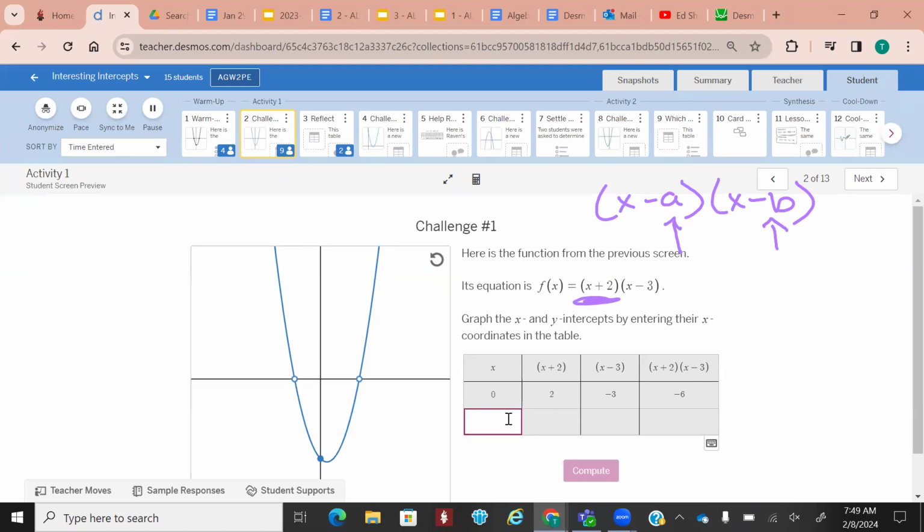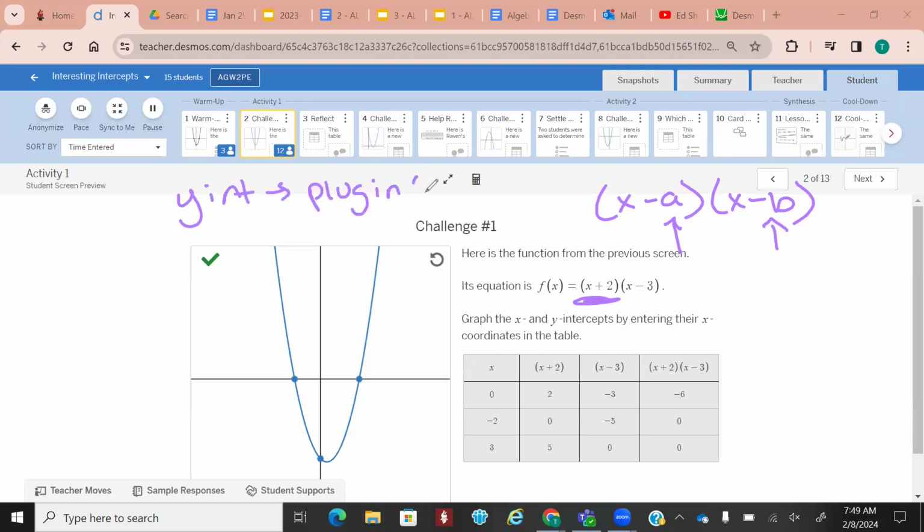If I take -2 and plug it in, watch what happens. It gets 0. Boom, there's our x-intercept. Do the other one. What's the opposite of -3? Plug it in. And then there's our graph. Cool. So for y-intercept, we plug in 0. For x-intercept, we set it equal to 0 or we switch the sign.